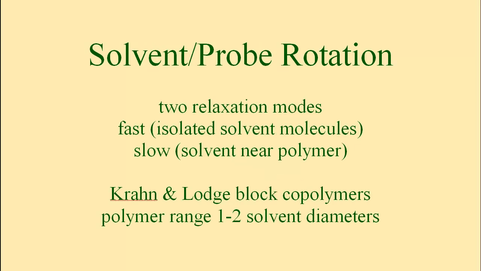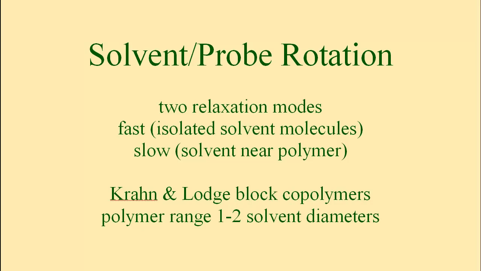We now come to the study of solvent probe rotation. A variety of methods, light scattering, NMR, flow birefringence, allow one to study how rapidly solvent molecules rotate in polymer solutions. If you have enough range of times in your experimental method, you actually find that there are two relaxational modes. There is a fast mode, which appears to correspond to solvent molecules that are not close to any polymers, and there is a slow mode that becomes more important and slower as the polymer concentration increases, that appears to correspond to solvent molecules that are near polymer chains.